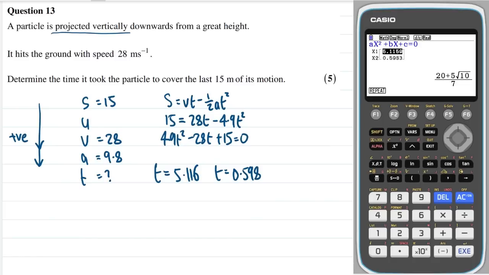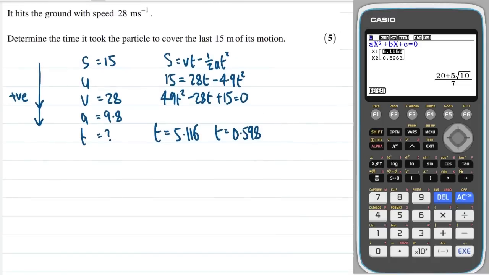Okay, now what does this represent? Well, basically you've got this person up here and they are projecting it vertically downwards, and then it's going to hit the floor like that. We've got two answers here. Now, the answer we're looking for is this one, because that's being projected vertically downwards. It's going to get there much quicker.